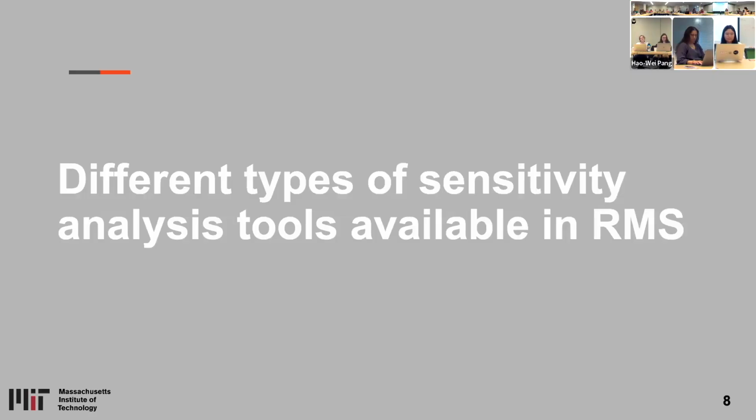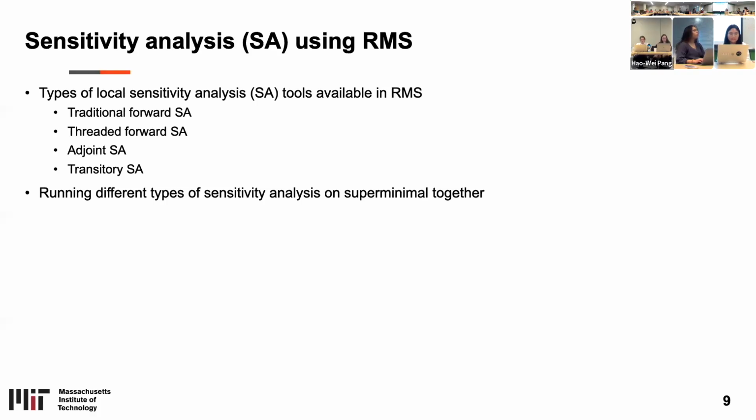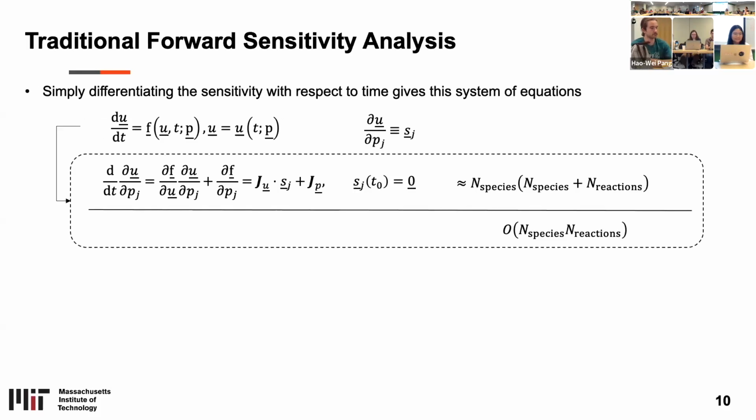And here I'm going to talk about types of sensitivity analysis tools that try to solve this problem in an easier and cleverer way to give you sensitivity values faster. The sensitivity analyses I'm going to mention here are all available in RMS, which we'll do together in the notebook. So here are 4 types of sensitivity analysis, and I'm going to talk about them first, and then we will run the notebook together. The first is traditional forward sensitivity analysis.